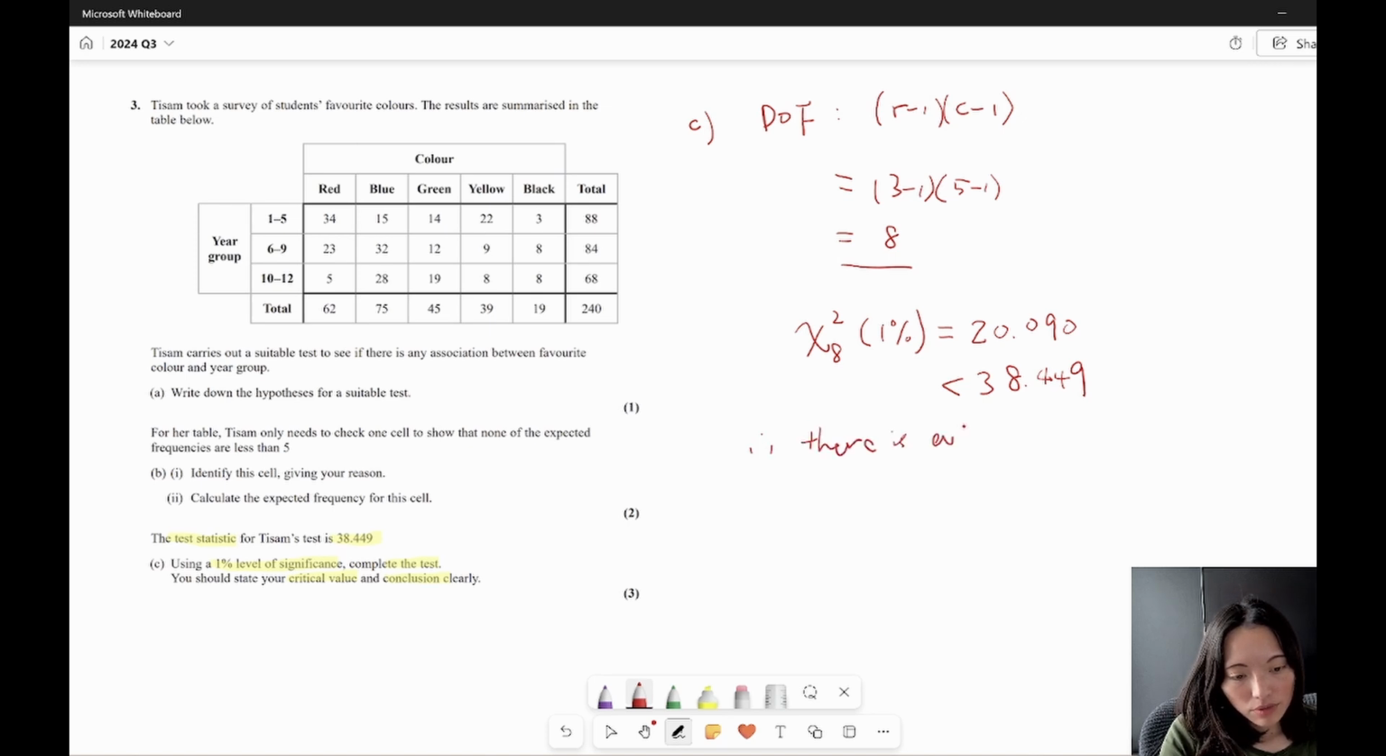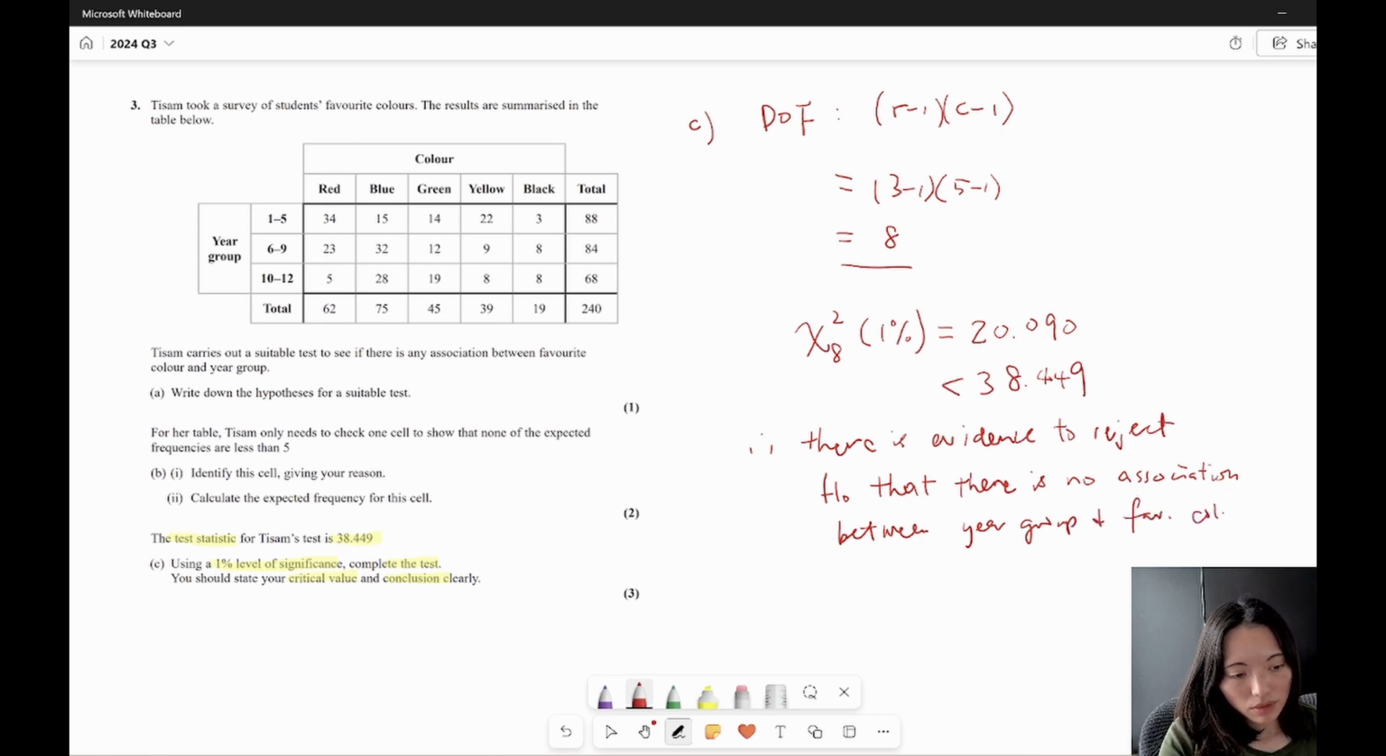There is evidence to reject H0, that there is no association between year group and favorite color, using a 1% level of significance. That's our question 3.